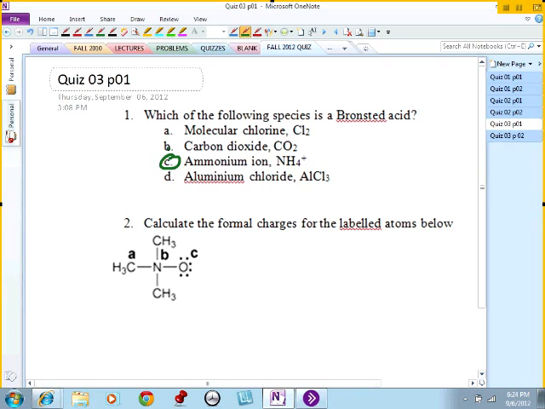And what is the definition of a Bronsted acid? Any species that donates a proton. Very good. A Bronsted acid is any species capable of donating a proton. So in this particular instance, only the ammonium ion has a proton to donate, so this would be the only species in this series of molecules that could act as a Bronsted acid.